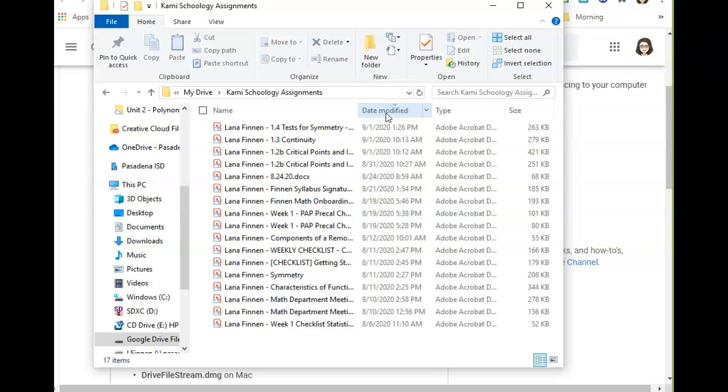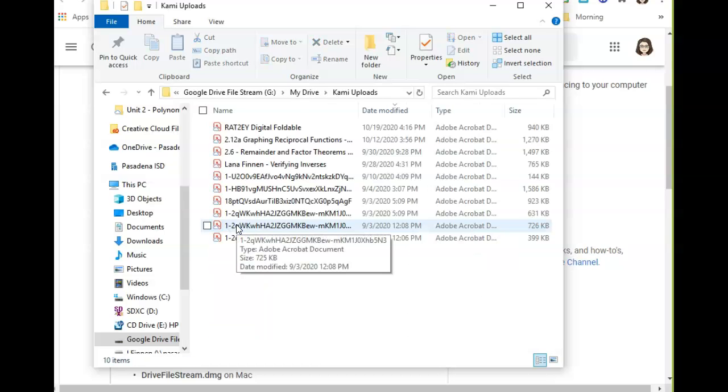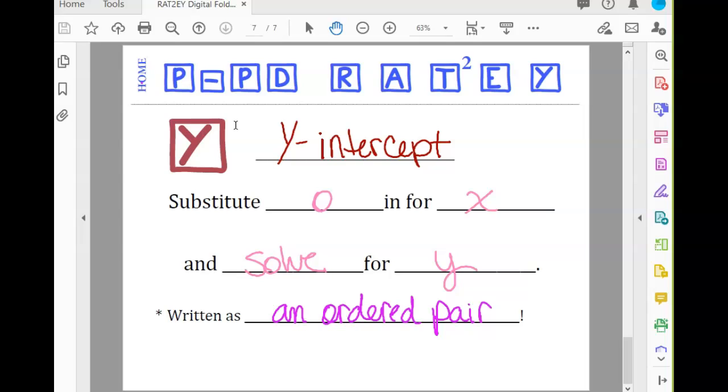What I want you to get should be in your CAMI Schoology assignments, but for me it's not, because that's not how I opened it. Mine's in my uploads. If you do anything where you use the little blue K and that's how you open something, then it ends up in your CAMI uploads. But I want you to find your Rady digital foldable that you did yesterday.